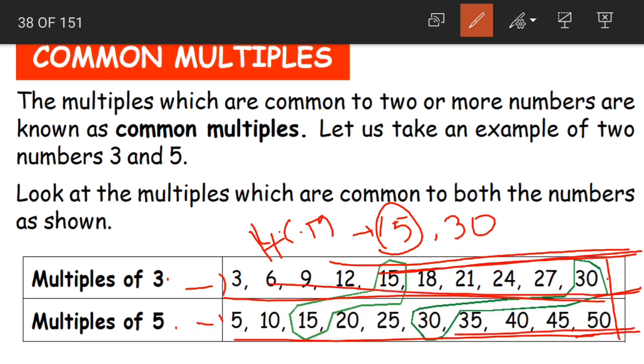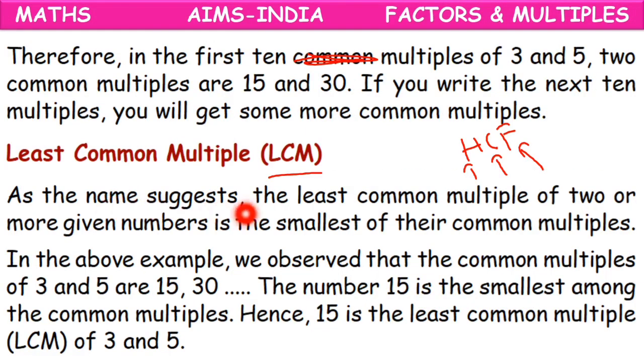As the number of multiples is infinite, we can know the number of common multiples is also infinite, children. So we cannot say which is the highest common multiple. That is why we go for LCM, the least common multiple. As the name suggests, the least common multiple of two or more given numbers is the smallest of their common multiples. LCM is the smallest of their common multiples.